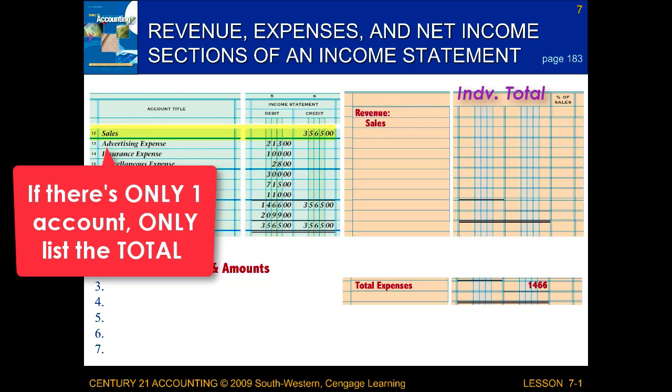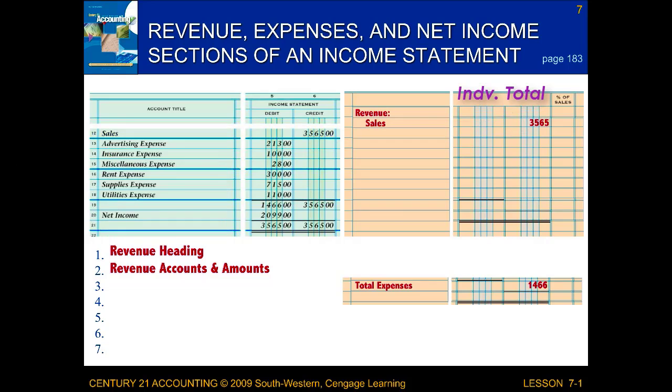So I'm going to take the total sales amount, which if I look on my worksheet is $3,565, and I'm going to copy that over to the total column here, $3,565. I'm done with my revenue types. So the next thing I have are all expenses. So I'm going to put the expense heading on my income statement. So I'm going to write expenses with a colon, and then I'm going to list out every single expense account and the amount. So the first expense account I see is advertising expense.